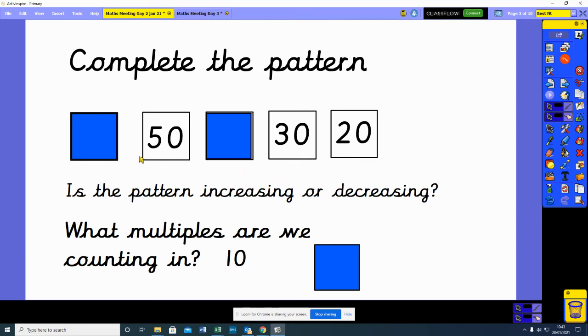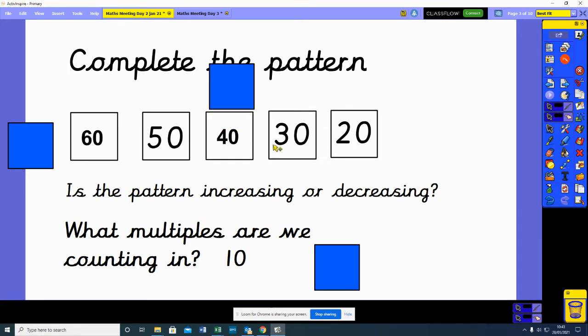Okay, so I'm decreasing in this direction. So what is above 50? That's correct. It's 60. So I'm going 60, 50. I'm decreasing. This one is 40. Excellent. 60, 50, 40, 30, 20. I'm decreasing and counting in multiples of 10. Brilliant work. Let's move on.